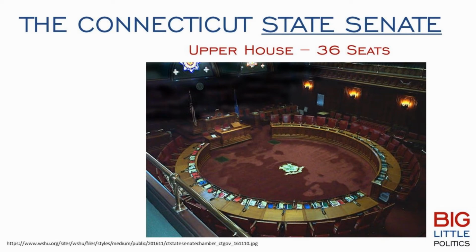And here is where they meet. This is in the state capitol. So again, the offices are in the legislative building. They come here and they sit in this big circle, and that is where they'll formally meet.